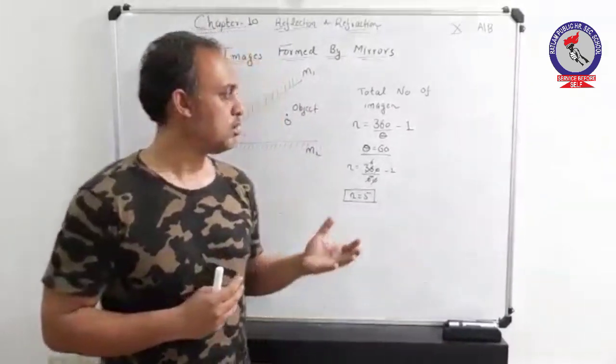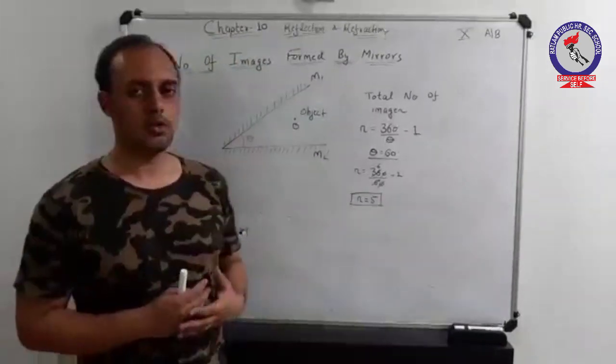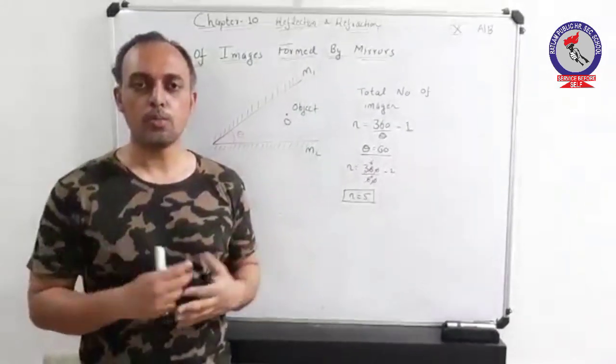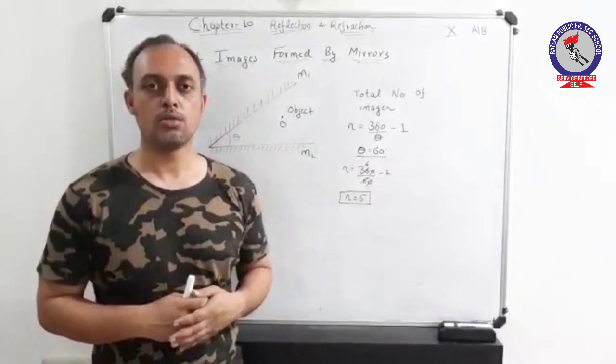So this is a simple concept for calculation of the number of images formed by two plane mirrors. I hope you have understood this logic well.